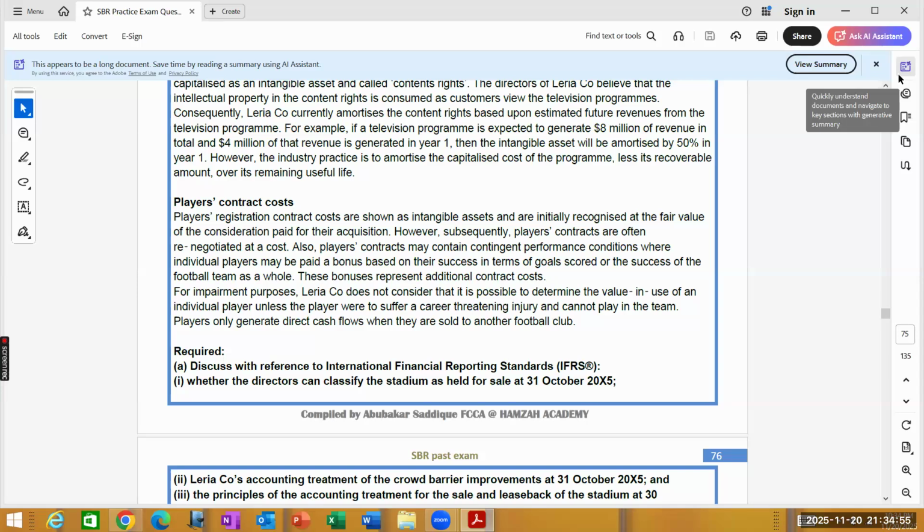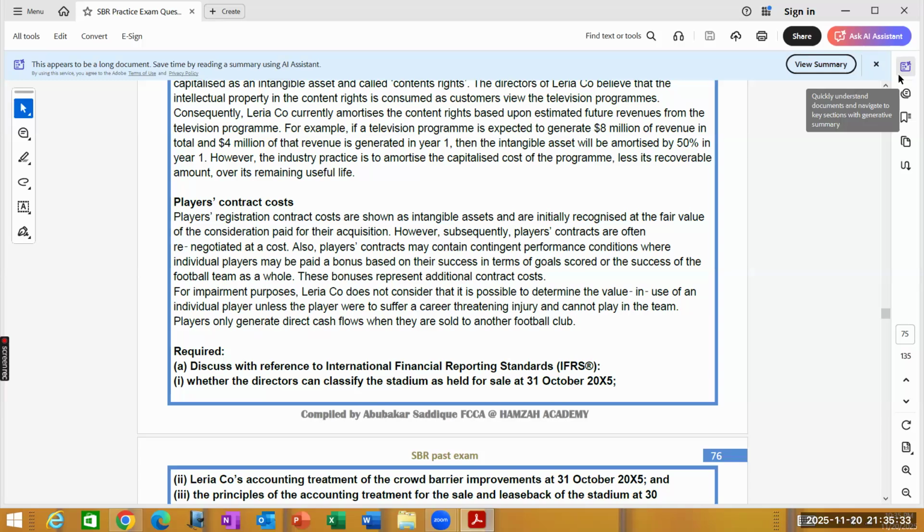Now, the second issue, impairment purposes: can we consider a single player as a cash generating unit? As far as the team is concerned, in a playing 11, no individual player can be considered as a single cash generating unit. It is basically the whole team which will be considered as a cash generating unit. So if there is any indication of impairment, the whole team, the whole club will be tested for impairment. An individual player cannot be tested for impairment because we cannot say it is a cash generating unit on the basis of an individual player.